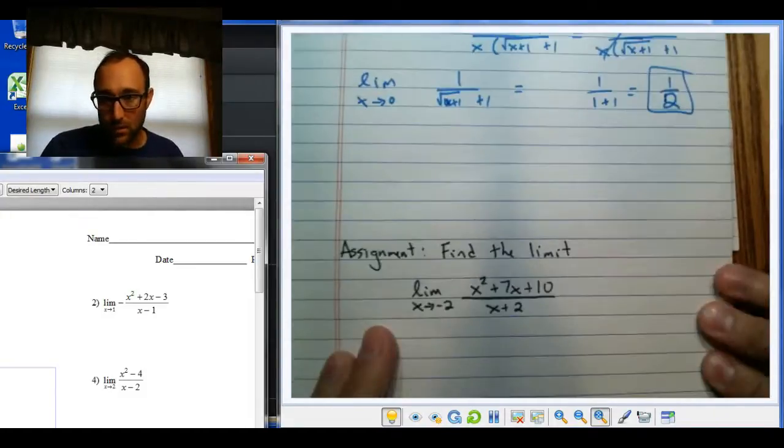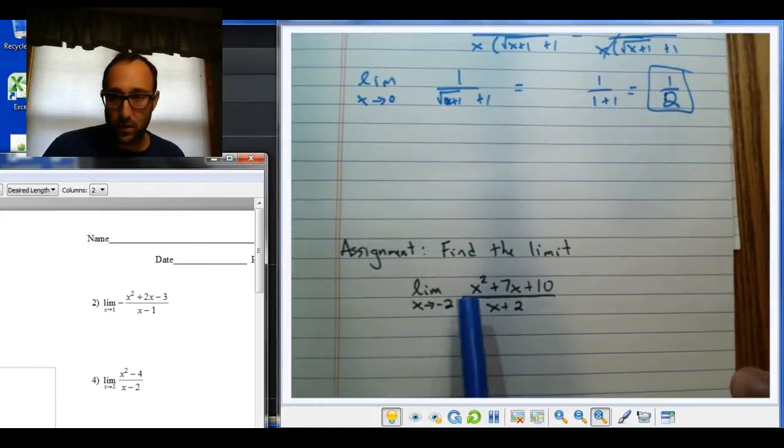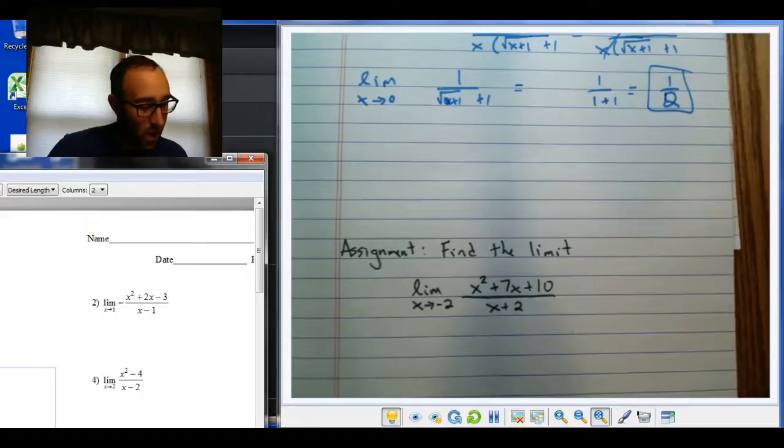Okay, so here is your assignment. Find the limit as x approaches negative 2 of x squared plus 7x plus 10 all over x plus 2.